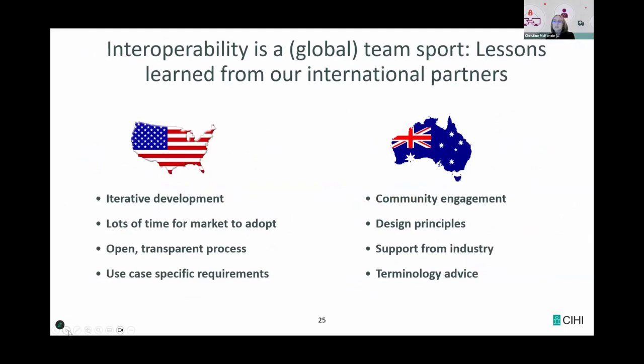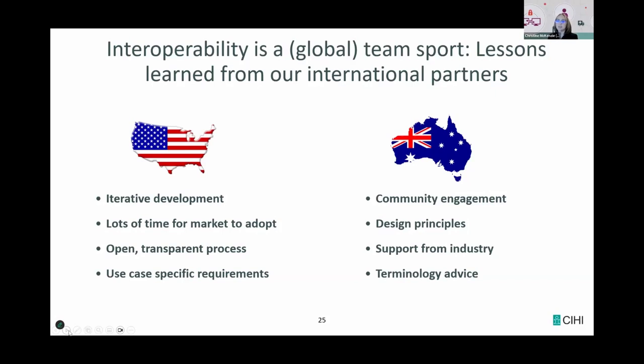So I really like this slide because it speaks to some of the work and consultations that we've done with our international partners. So interoperability is a global team sport. We are not the only country trying to achieve this. Many countries are. We've been talking on a quarterly basis, and sometimes even more frequently, with our colleagues within the US and Australia about the approach that they've used to develop the US CDI and AU CDI.